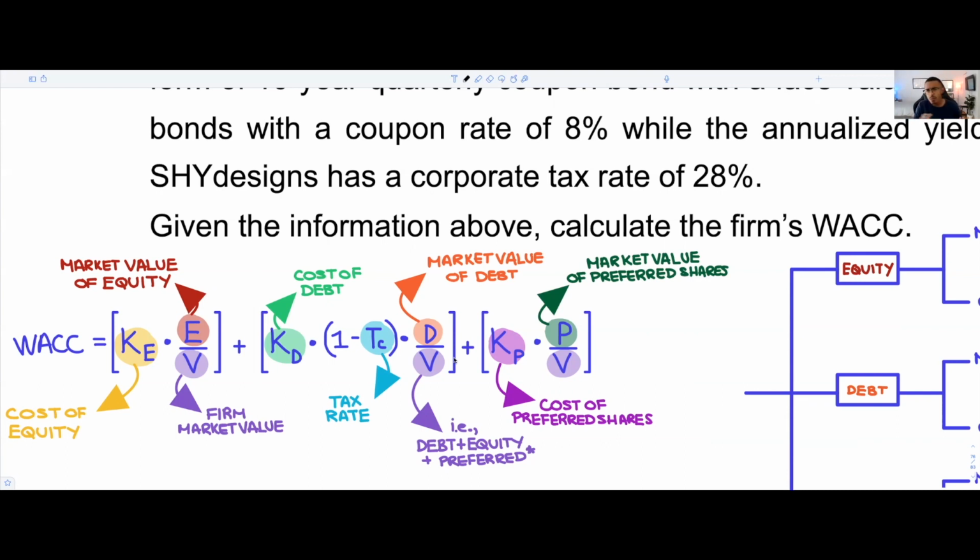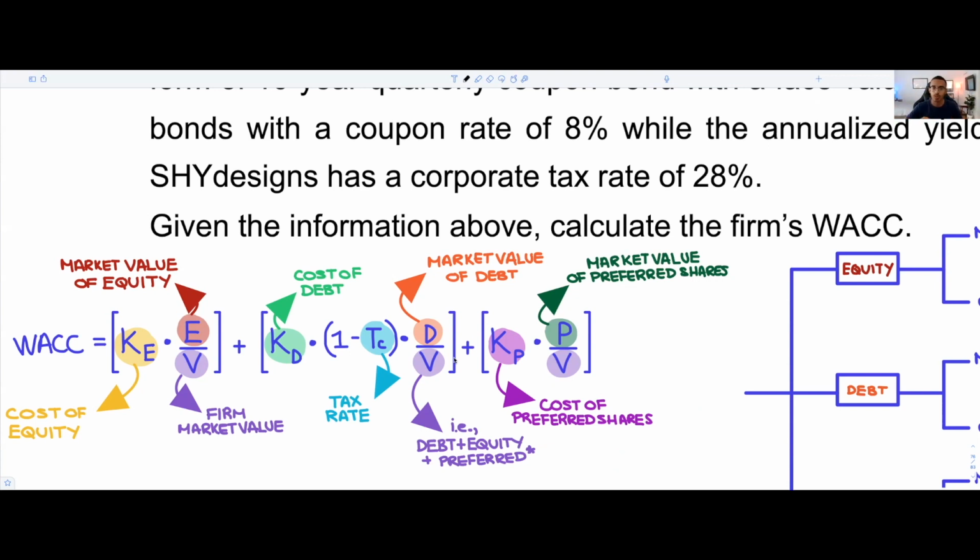So that's a very quick run through, within the first segment of this video, of what the extended version of the weighted average cost of capital formula looks like. All right, we'll run through it one more time. Cost of equity multiplied by equity over value of the firm. In other words, market value of equity over the firm market value. Then once we've done that, we're going to add the cost of debt times 1 minus the tax rate times the market value of debt over the value of the firm.